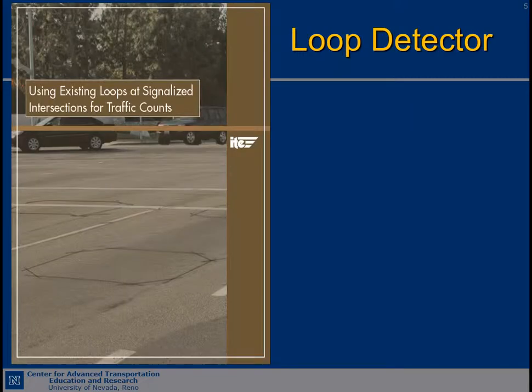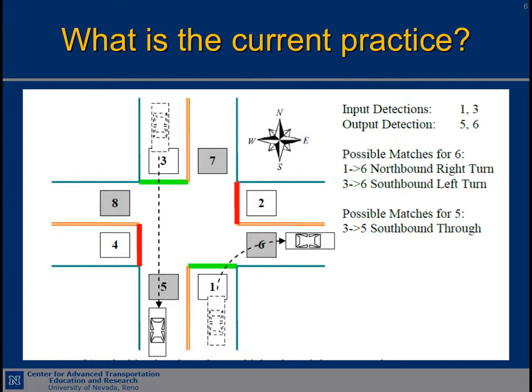This IT report explains that if loop detectors are configured and placed properly, they can produce excellent counts. However, in shared lanes, we need departure or exit detectors to obtain turning movements. Here, these gray detectors are exit or departure detectors. So each movement can be traced by two detectors. Unfortunately, we don't have departure detectors in many states.